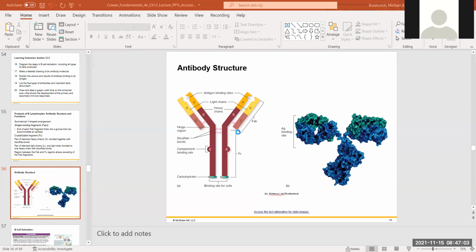Other adverse outcomes, there's this thing called Guillain-Barré syndrome.